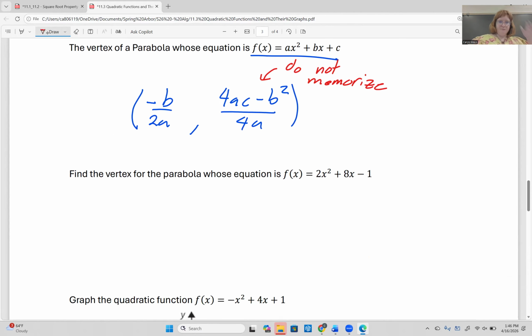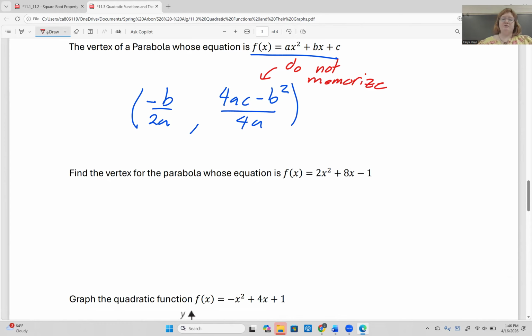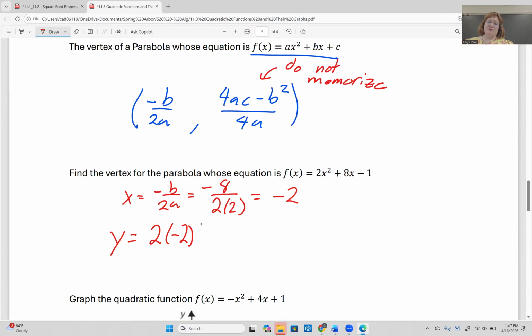So if I want to find the vertex for the parabola whose equation is f of x equals 2x squared plus 8x minus 1, I would find the x coordinate using negative b over 2a. What is b? 8. And a? So negative 8 over 4? Negative 2. I say don't memorize the 4ac minus b squared over 4a because we can plug in this negative 2 to find y. So y is 2 times negative 2 squared plus 8 times negative 2 minus 1.